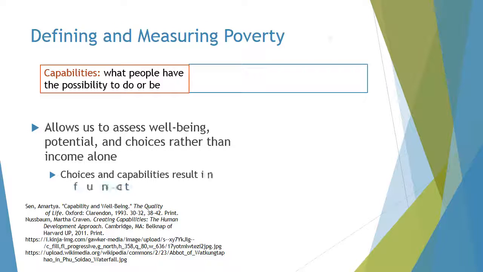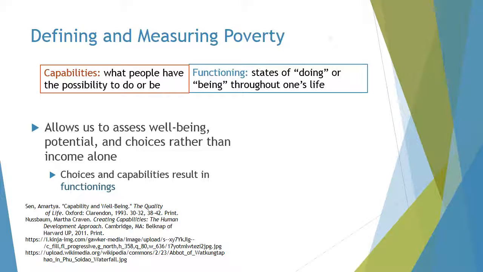The actual expression of a capability is referred to as a functioning, which are the things one manages to do or be during the course of leading a life. The key distinction between the terms capability and functioning is that a capability refers to the ability to choose, whereas the functioning carries that choice to its terminus in the form of an action or decision.